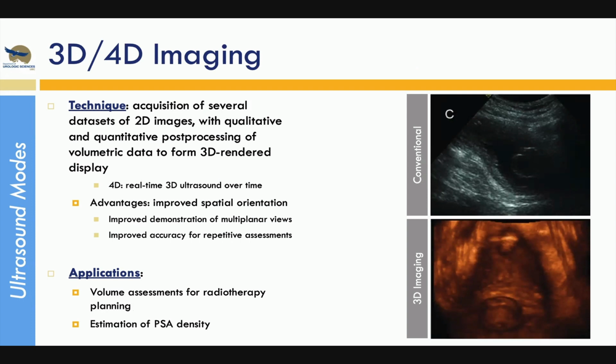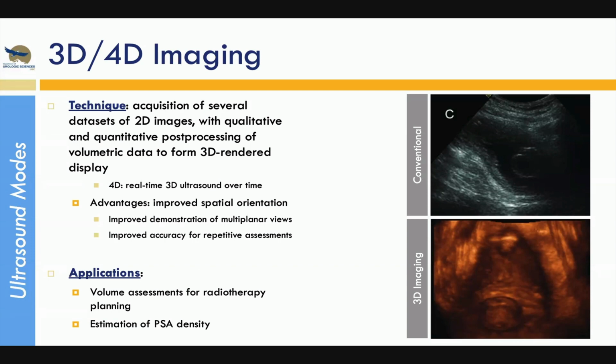Next, we'll talk about 3D imaging. 3D imaging uses multiple data sets of 2D images from the patient. After acquisition, the volumetric data is post-processed with many analysis tools, volume rendering, multiplane imaging, and then all these features in the data sets are registered to form a final 3D rendered display of tissue structures.